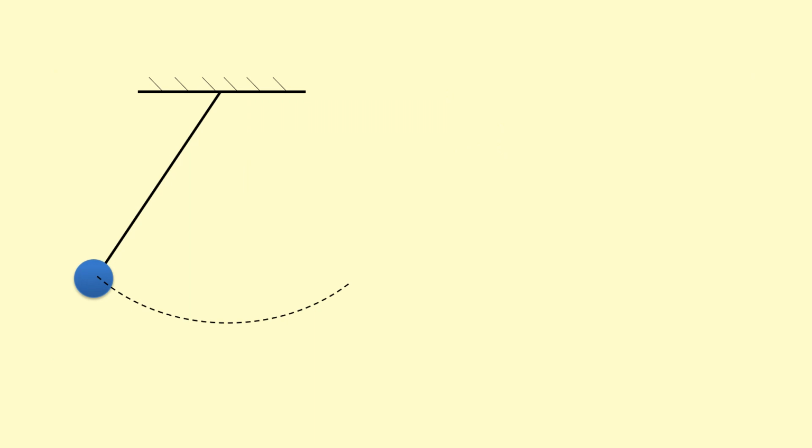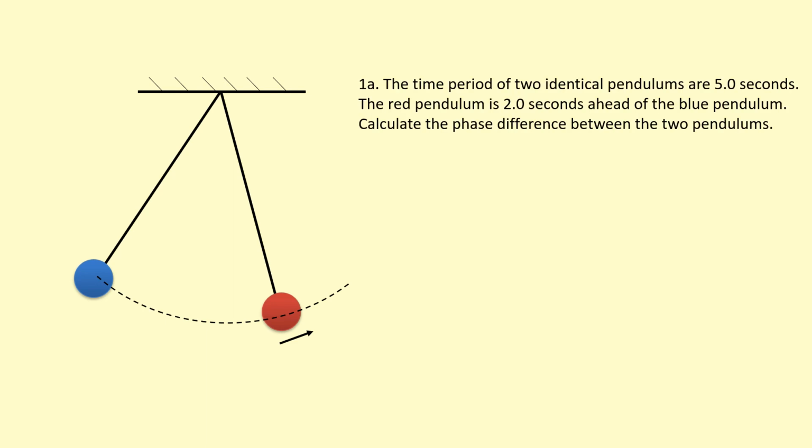Here we have a pendulum that's going to be swinging. We've got another one which has got the exact same length, but a red one here. The question here is: the time period of two identical pendulums is 5 seconds. The red pendulum is 2 seconds ahead of the blue pendulum. Calculate the phase difference between the two pendulums.